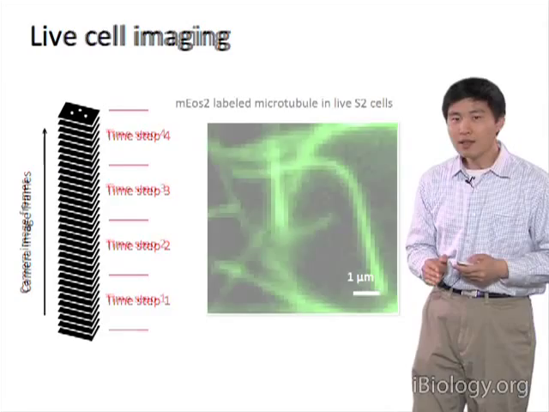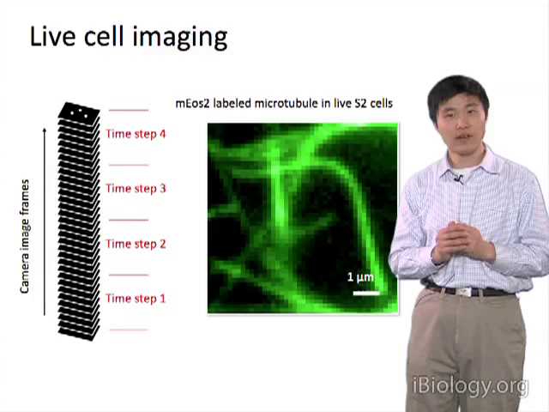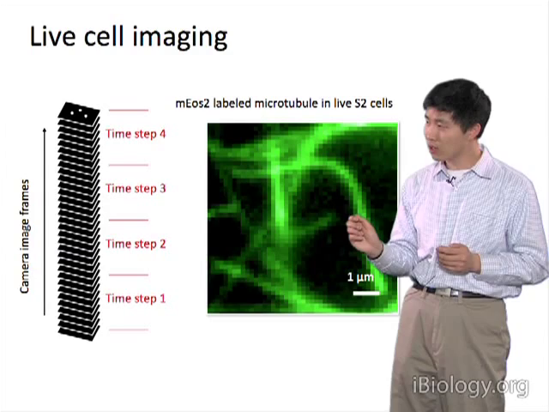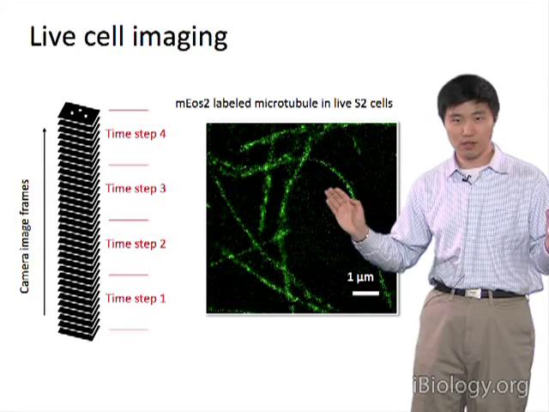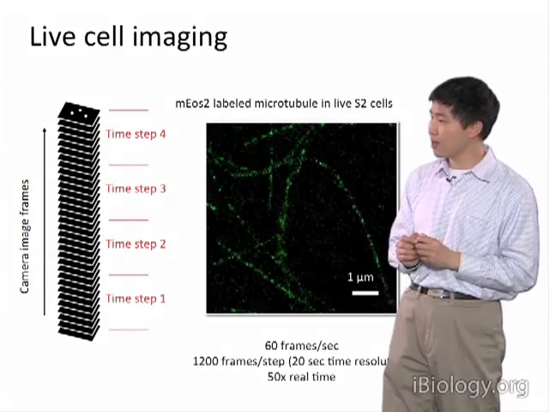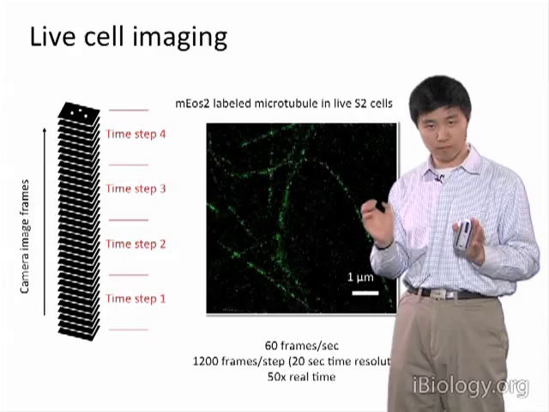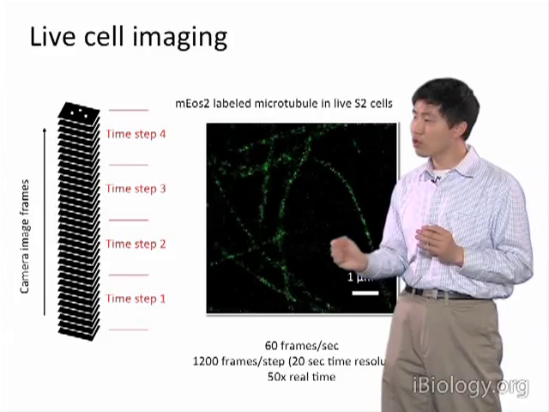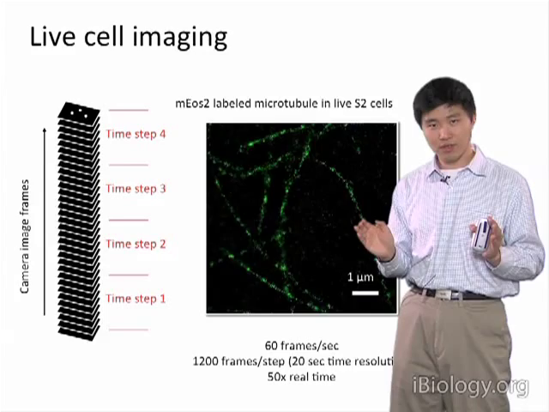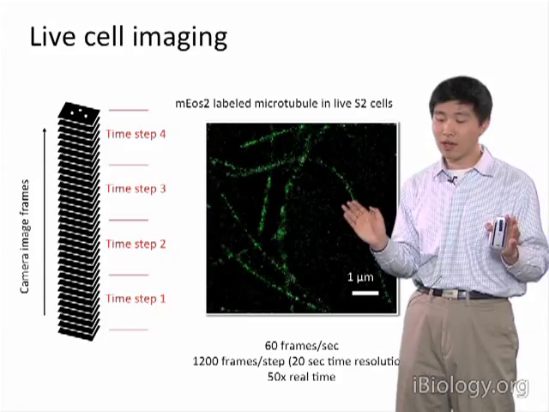So here's one example. Again, microtubules in live Drosophila S2 cells labeled with a photoswitchable fluorescent protein, mEos2. And this is the conventional fluorescence image. If we stack all the localization points together, we get our super-resolution image. And we can divide this into time steps to get a movie. In this case, each time step is 1,200 frames and we are acquiring at 60 frames per second, and this gives us 20-second time resolution. So 20-second time resolution is able to study some live cell behavior, but it's not quite sufficient.